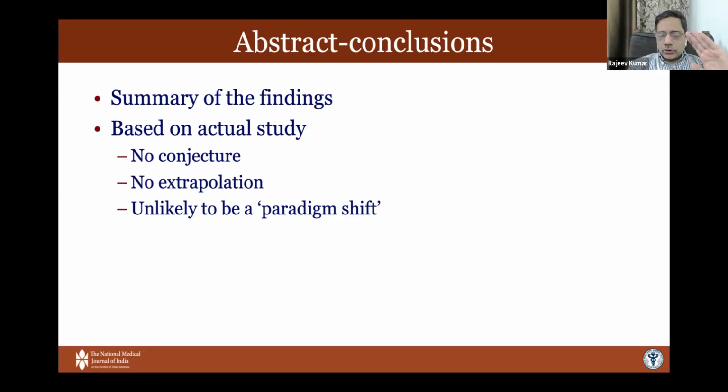So your conclusion should be straightforward, based on the results of your study, and it should not be a thesis description. Therefore, we believe that more patients should be encouraged to undergo cadaveric donation. We believe there is a big role of transplant coordinators in doing this. All that doesn't go into the conclusions. Your conclusion is purely based on your scientific study and your results.